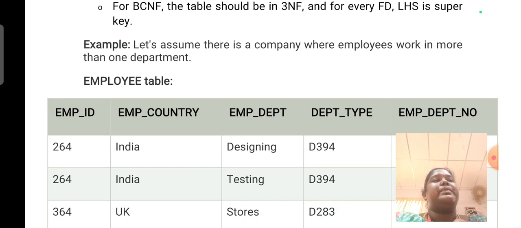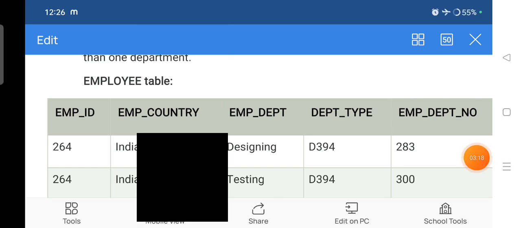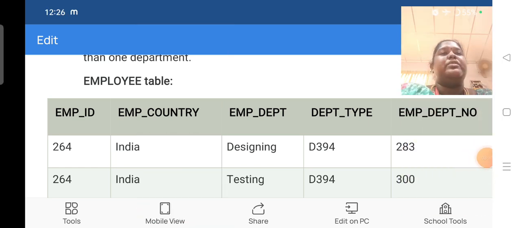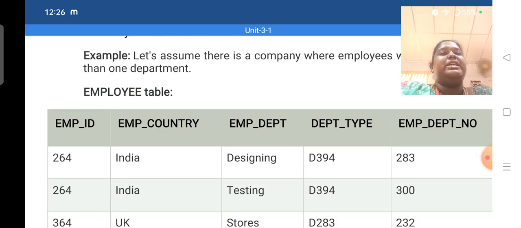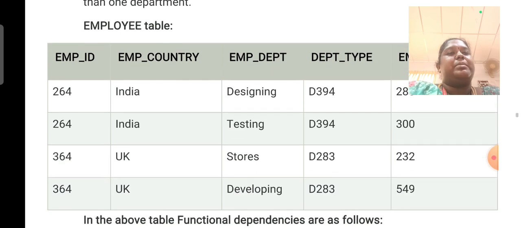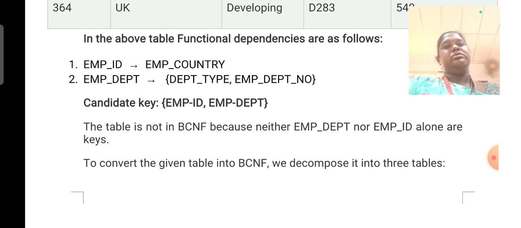Let us assume a company where an employee works in more than one department. Employee table: employee ID, employee country, department, department type, department number. Here the functional dependencies are: employee ID tends to employee country, and employee department tends to department type and department number. The candidate key of this table is employee ID and employee department, which is a unique identifier. The table is not in BCNF because neither employee department nor employee ID alone is a key.